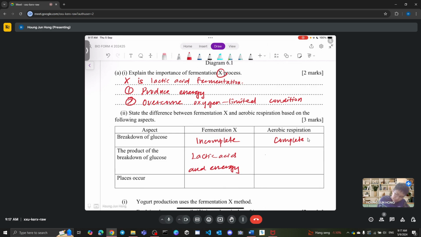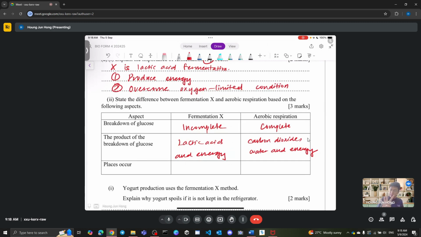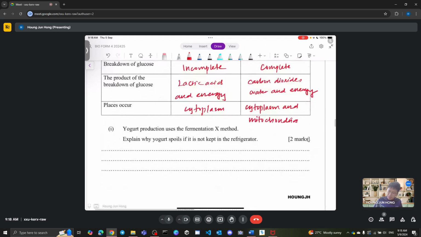Meanwhile, in normal cases, you should have the typical products. You should have carbon dioxide, you should have water, and definitely also not forgetting energy. And finally, the places also, if you remember, for aerobic, you have 2 places. You first start in the cytoplasm. Then you move on to somewhere very important, our mitochondria. While fermentation only happens in the cytoplasm.